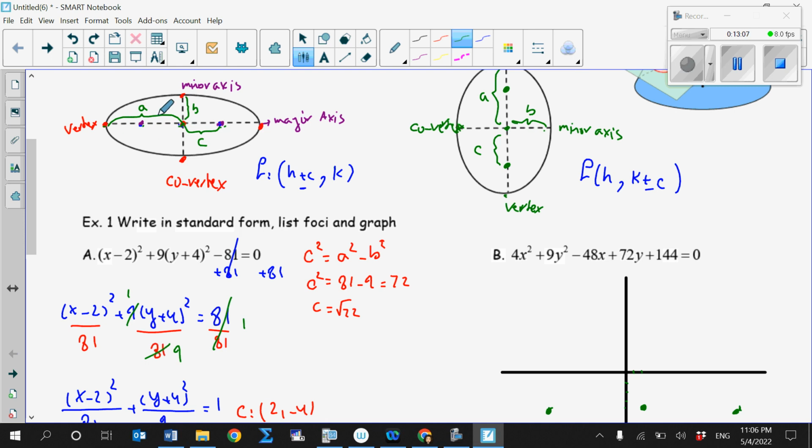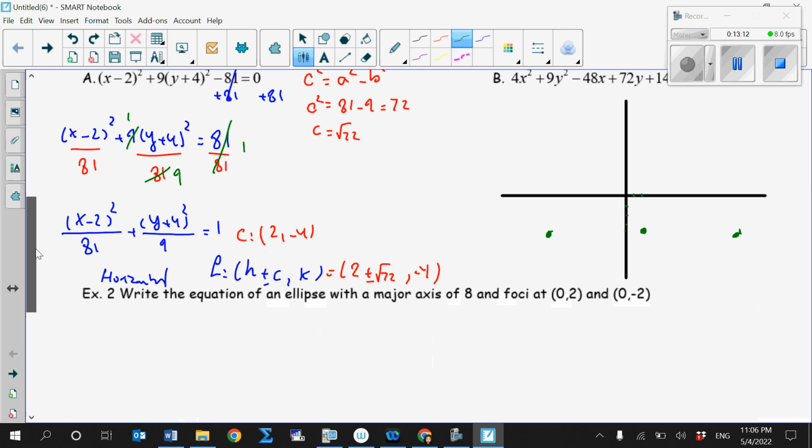So according to the a value, which is here equal to 9. Why is a 9? Because a squared was 81, so a will be 9. So based on this value, I'm going to find my vertex points. From the center, I'm going to go 9 to the right, almost, let's say here, and 9 to the left to find the vertex.